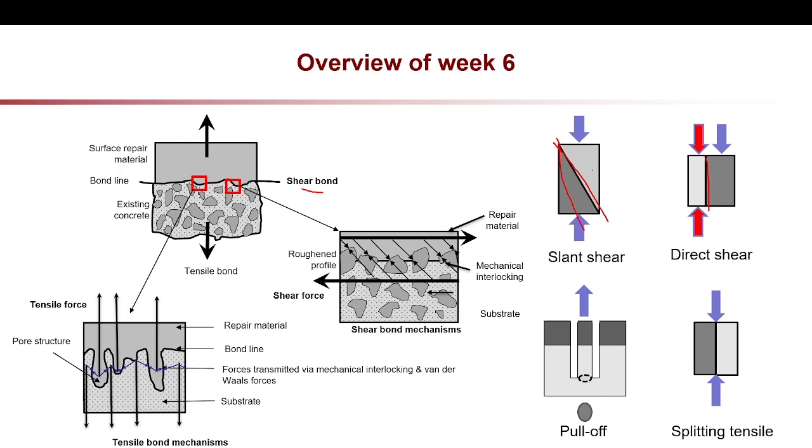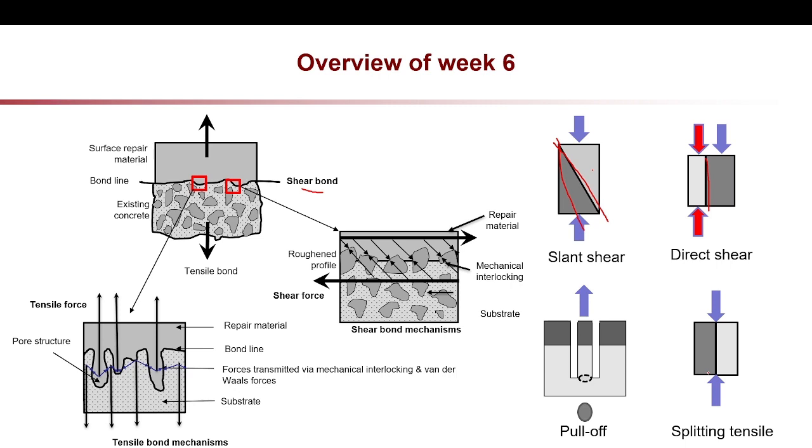Next is the pull off test. In the pull off test, we take out a core from the new material, and we have to make sure that it does not take only the repair material. If only the repair material is coming out, that means our bond is not strong. So whenever we do a pull off test, it should take out the core from the repair as well as the substrate material.